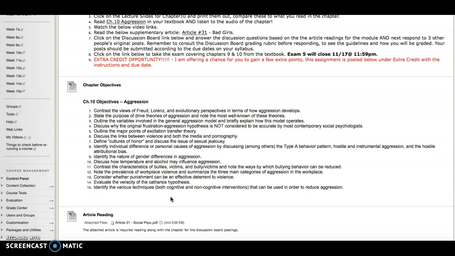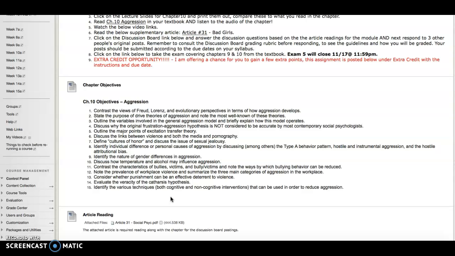There's a couple different takes on the drive behind aggression, that it takes something to make us aggress out, that it's the emotion behind it. So we'll be looking at outlining the different variables involved in the general aggression model and how that model operates, as well as the frustration aggression hypothesis.